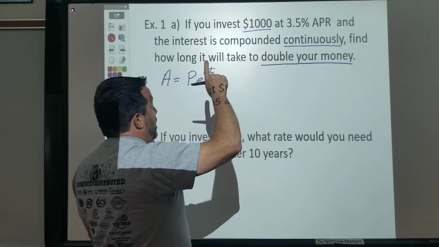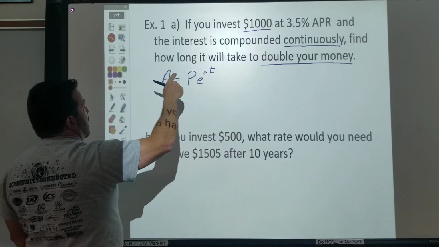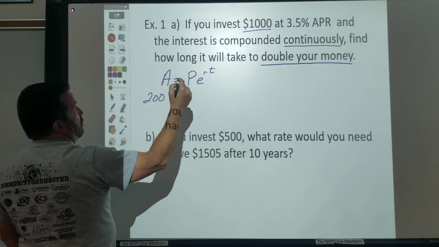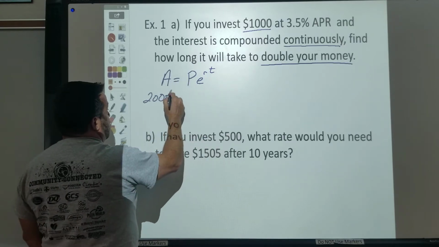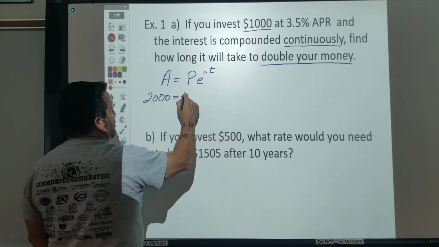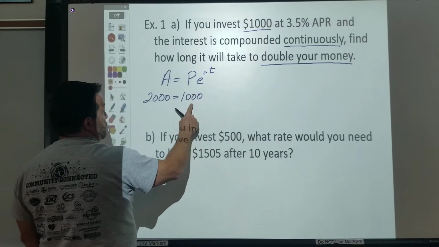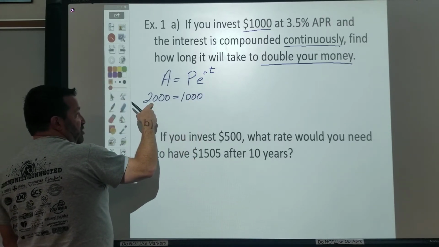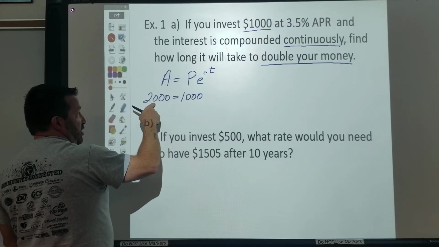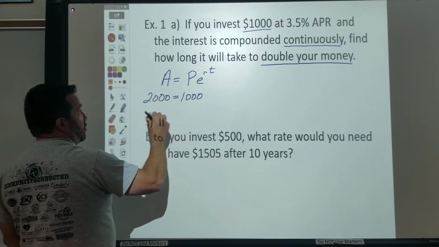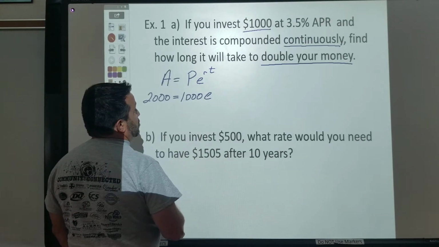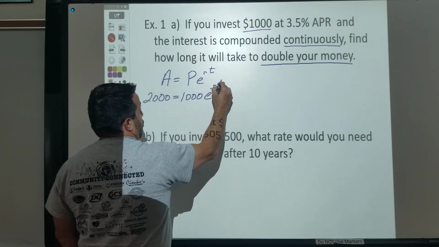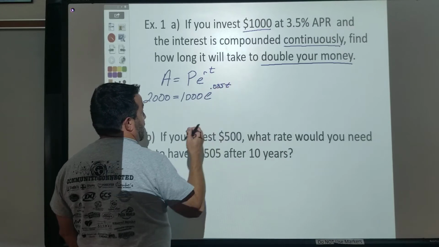and so forth. Because if you're doubling your money, then that means the amount that's going to be in there after whatever amount of time is going to be $2,000, because the initial amount is $1,000. So this is the initial amount, and this is double. So I put 2,000 here. If it said triple, I'd put 3,000. If it said quadruple, I'd put 4,000. And then I have e to my percent rate, which is 0.035, and then times t.